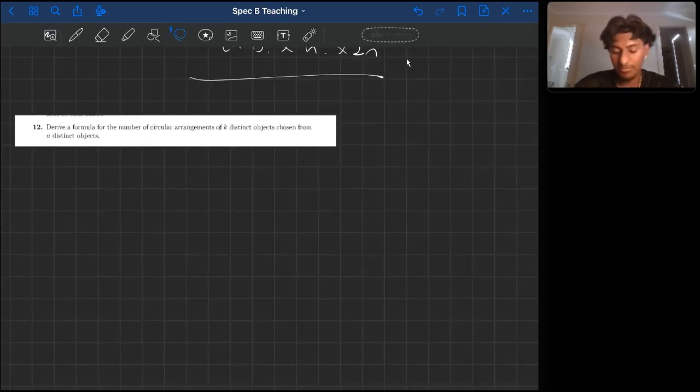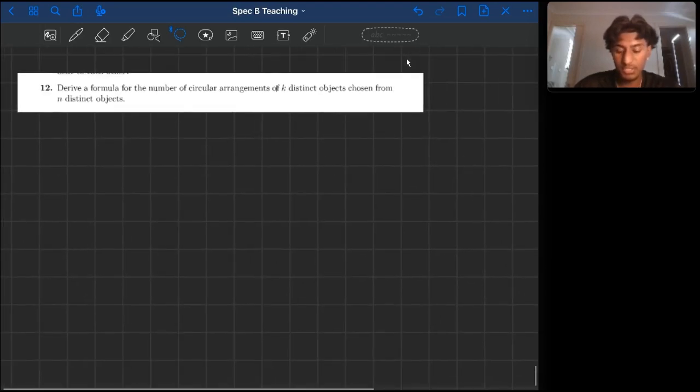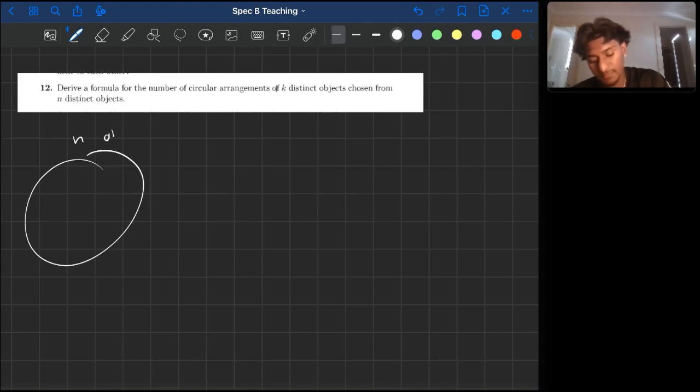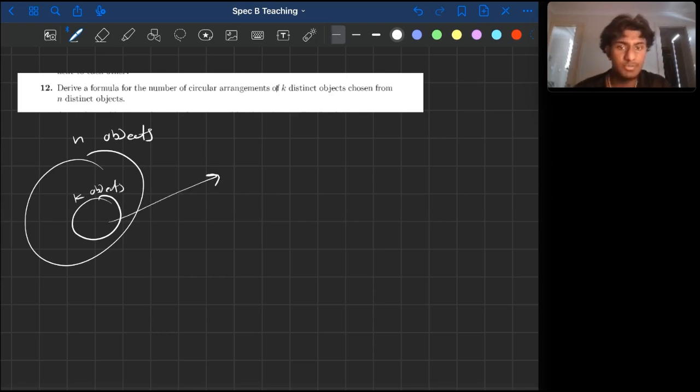Okay, on to our third and final question for this lesson. In this question we have to derive the formula for the number of circular arrangements of k distinct objects chosen from n distinct objects. So what this means is we have a collection of n objects. From this collection, we get a subset which contains k objects. We pull this out and we put it into a circle.